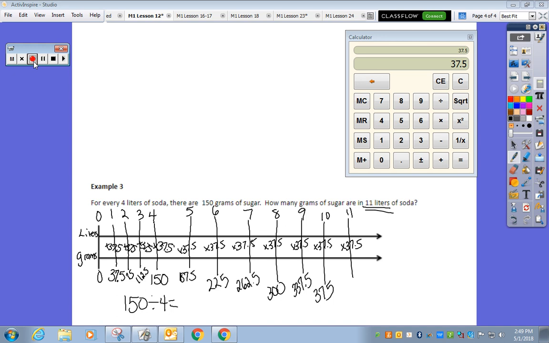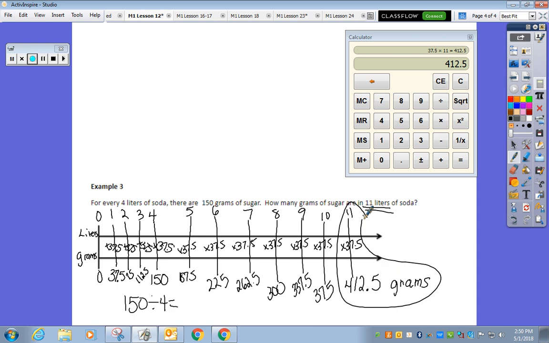And now I'm going to do 37.5 times 11 to get my answer of 412.5, or 412 and a half, grams of sugar. So that would be my answer for how many grams of sugar are in 11 liters. So again, you're just making sure that you scale down to 1, so how much it is for 1, and then scale back up to how much it is you're looking for. And this is just another way to organize your information to get your answer.